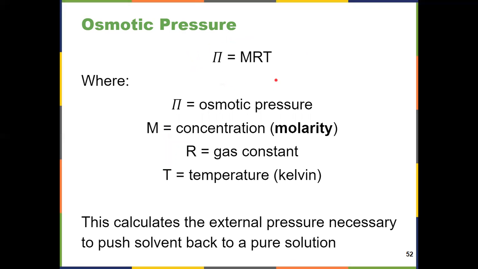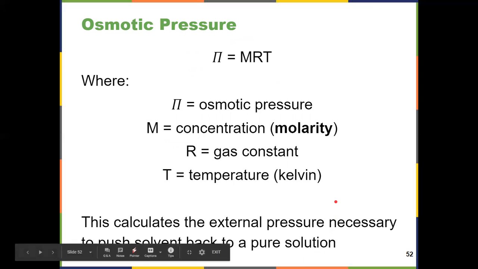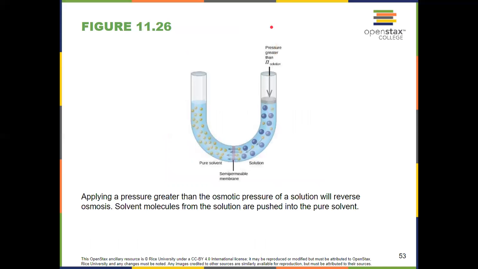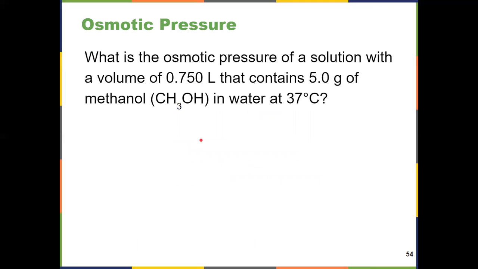Putting all of those into this calculation right here allows us to calculate the osmotic pressure, which is pushing down one way, or if we're using it in a synthetic application, the external pressure necessary to push a solvent back into a pure solution. If we exceed the osmotic pressure, we can force the solvent molecules back out. And here's what this calculation might look like if you're trying to do osmotic pressure. What is the osmotic pressure, pi equals MRT, of a solution with a volume of 0.75 liters that contains 5 grams of methanol in water at 37 degrees Celsius.